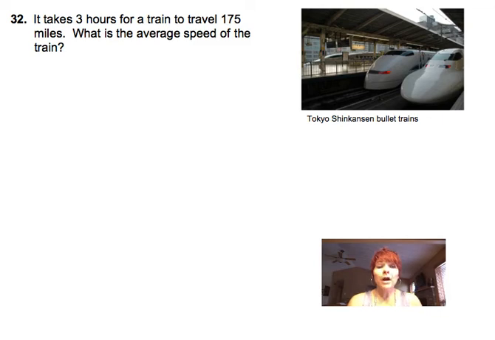We are now doing part 4 of Chapter 1 review. This starts on the bottom of page 63 in your textbook, number 32. It takes 3 hours for a train to travel 175 miles. What is the average speed of the train?